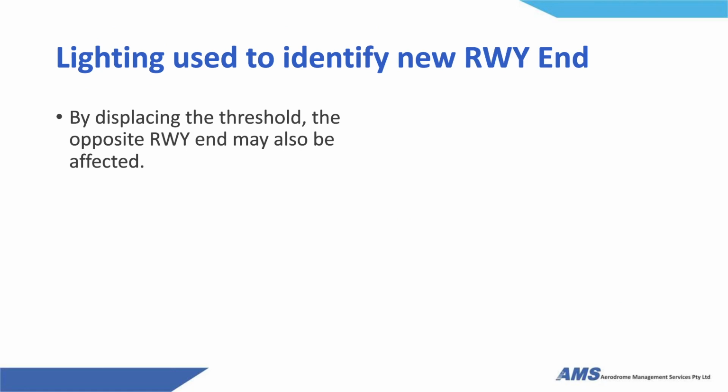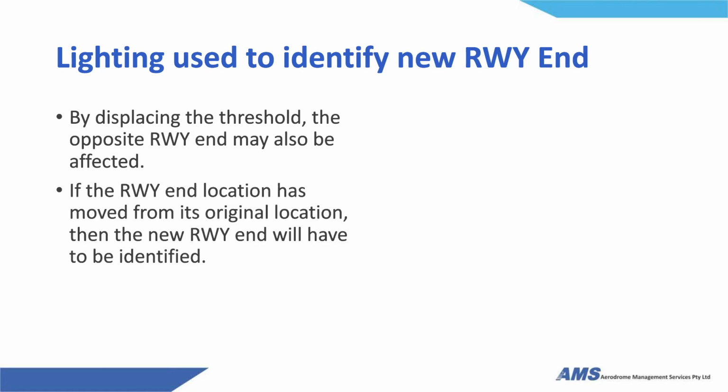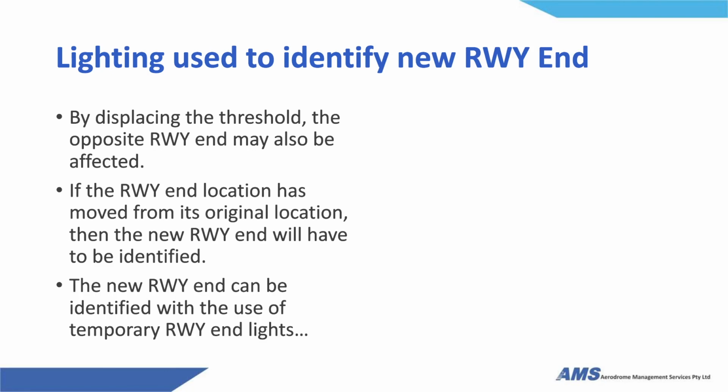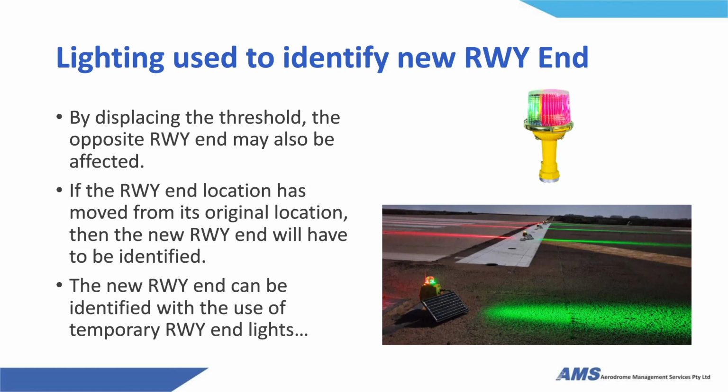Lighting used to identify the new runway end from the opposite end. So by displacing the threshold, the opposite runway end may also be affected. If the runway end location is moved from its original location, then the new runway end will have to be identified. The new runway end can be identified with the use of temporary runway end lights. Runway end lights are red. This is an example of identifying both the runway end and the threshold if they're co-located.